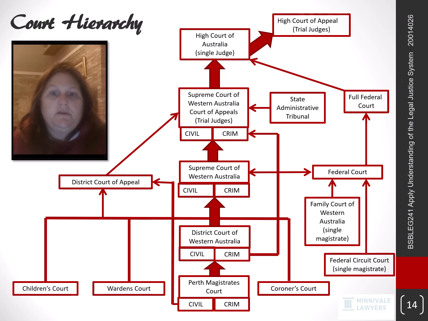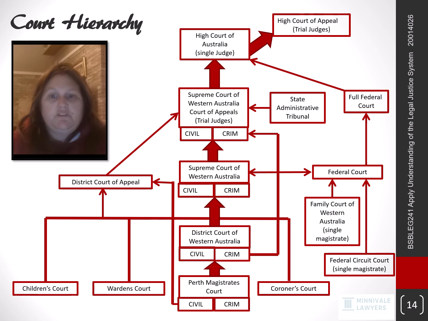The District Court, Court of Appeals, has appellate jurisdiction to hear civil matters from lower courts in Western Australia and the Criminal Injury Compensation Assessor. The Supreme Court, Court of Appeals, holds jurisdiction to hear both civil and criminal matters on appeal from the Supreme Court, the Administrative Tribunal, and from the District Court of Appeal.